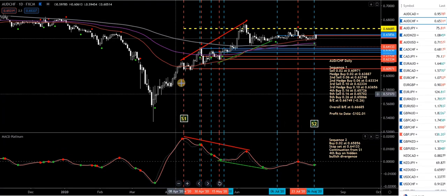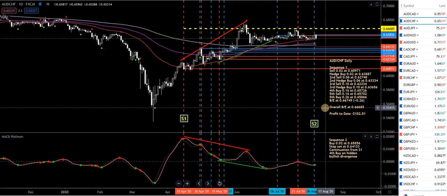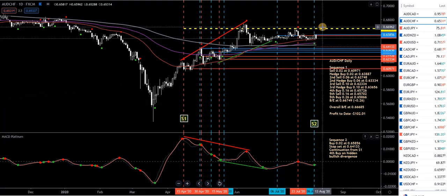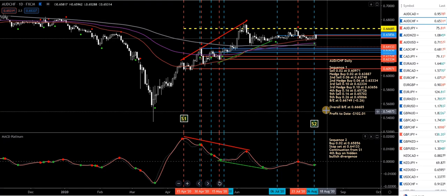So sequence 1, you can read the notes there. I'm trying to get up to this yellow line, and you've got a nice buy signal here, and straight away the next day it went down. Usual story. Aussie Swiss is a pair I'm probably dumping.